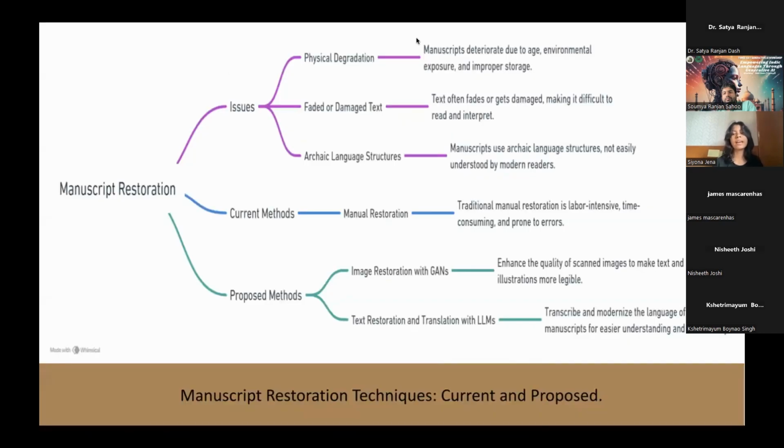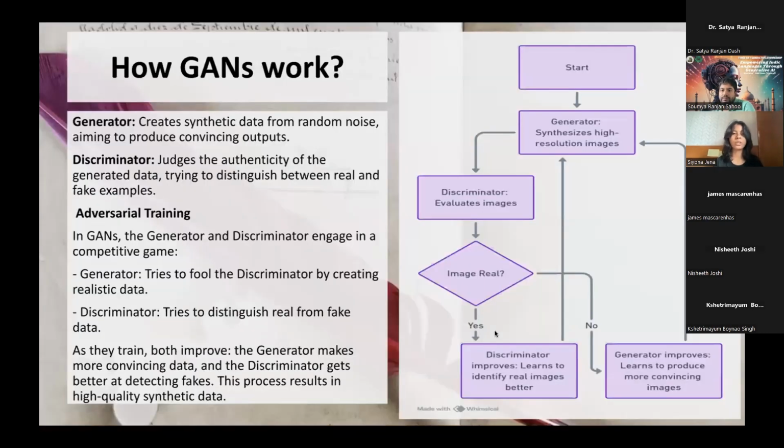So over here, I have shown a flowchart of the main issues which we are facing, the current methods which are in use, and the methods which I am proposing using GANs and LLMs. So let us go to the next slide. Here I'll talk in detail about how the GAN works.